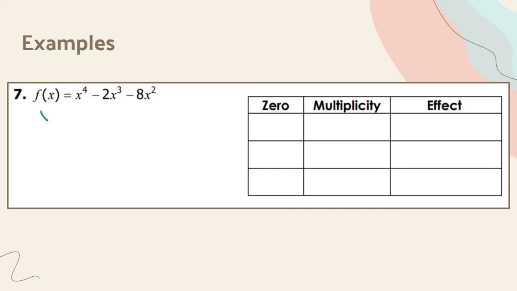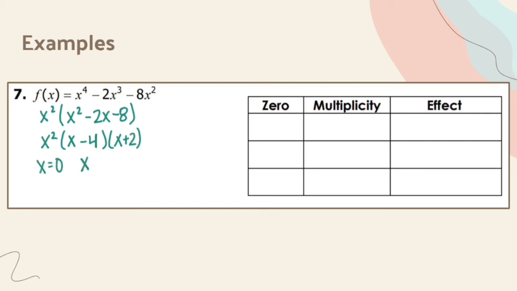We'll start by factoring this one. We'll have to take out an x squared. That'll leave us with x squared minus 2x minus 8. Then we will factor that one more time. We're going to get -4 plus 2. So we're going to get x equals 0, x equals 4, and x equals -2. 0, 4, -2.